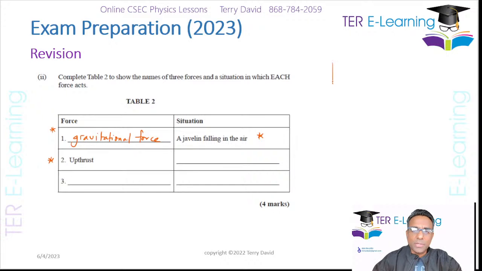Now, CSEC brought a question recently with a calculation for upthrust, and some students had no clue how to do the calculation. Whenever you place an object inside a fluid, you're going to have your weight acting downwards. But because you're in a fluid here, there's an upward force acting on you, and that force is called an upthrust.